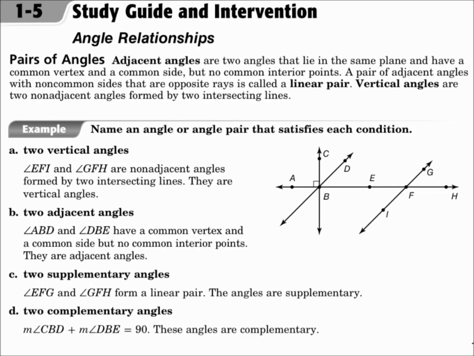It's like two slices of pie that are next to each other. A pair of adjacent angles with non-common sides that are opposite rays is called a linear pair. In other words, they form a straight line when you put them together. Vertical angles are two non-adjacent angles formed by two intersecting lines. They make a bow tie.